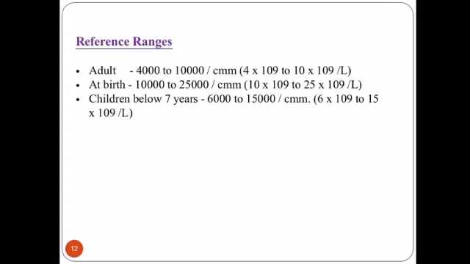Reference range for the total WBC count is 4,000 to 10,000 per cubic mm. At birth, it is slightly higher, 10,000 to 25,000 per cubic mm. In children below 7 years, 6,000 to 15,000 per cubic mm. In liter units, 4 to 10 into 10 to the 9 per liter.